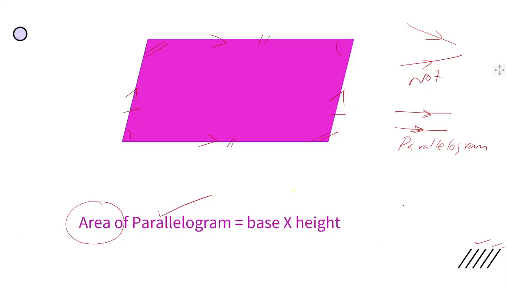We know that for a square, the area is calculated by side square, as I already told. In the case of a rectangle, the area is calculated by length into breadth. In the case of a right angled triangle, the area is calculated by half into the product of the sides making the right angle. And in any triangle, it is half into base into height. This much we know. Itna humko malum hai.